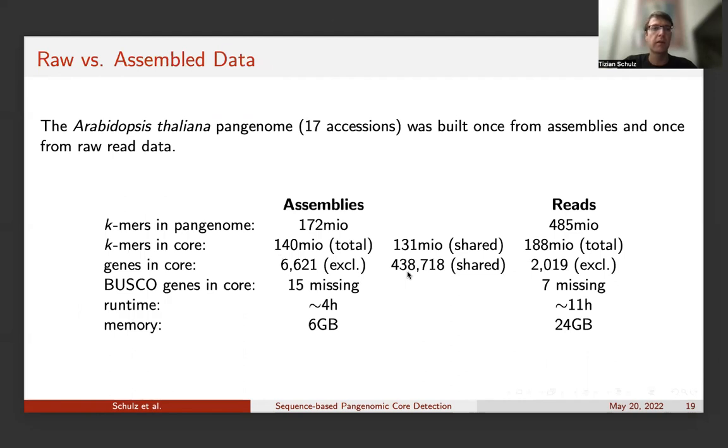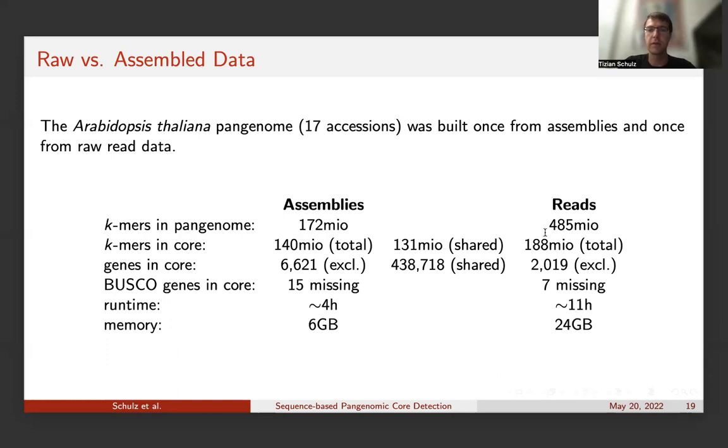We also wanted to study the influence of assembled data versus raw read data on the quality of the core that we predict. And luckily, for 17 out of the 18 accessions of our Arabidopsis thaliana pangenome, we also had the read data that was used to generate the assemblies. So we were able to build two different pangenome graphs here. For one graph, we used only the assemblies, and for the other, we only used the read data sets. And what you can see here is the results for both graphs.